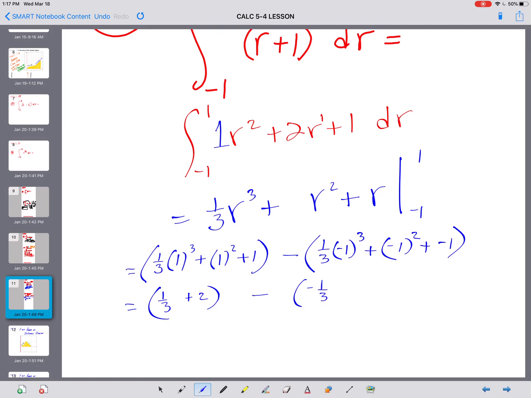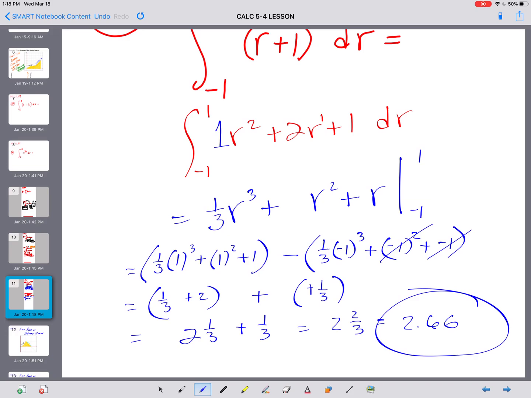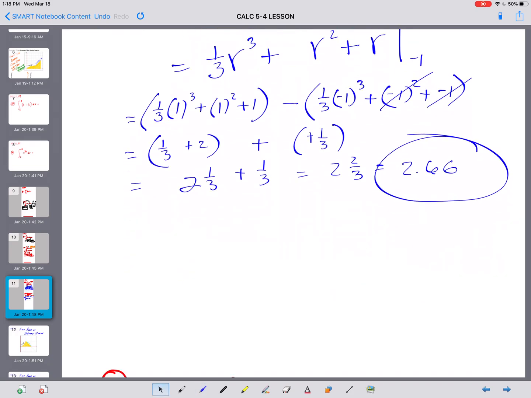Okay, now, -1 squared is 1. 1 and -1, they cancel each other out. Here we go. This is 2 and 1/3 minus a negative plus a positive plus 1/3. That's going to be 2 and 2/3, or 2.66 if you want to check it in your calculator. Here we go. Keep on moving.